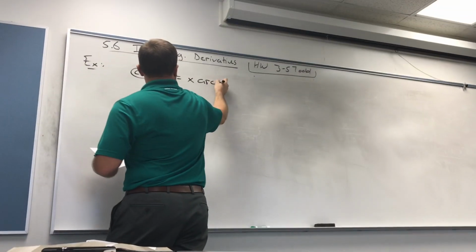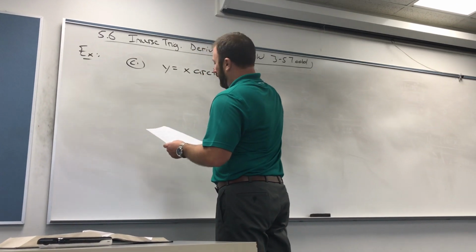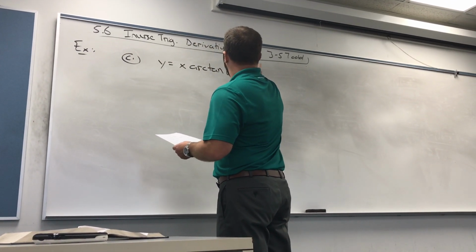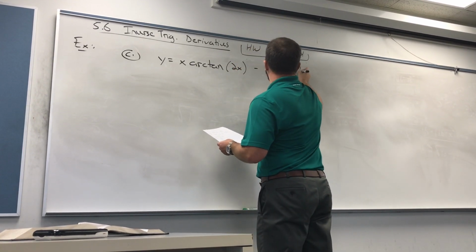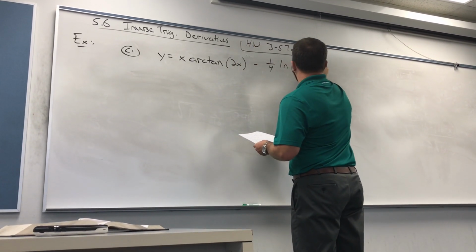Other questions, guys? So we got x arctan 2x minus 1/4 ln 1 plus 4x squared.